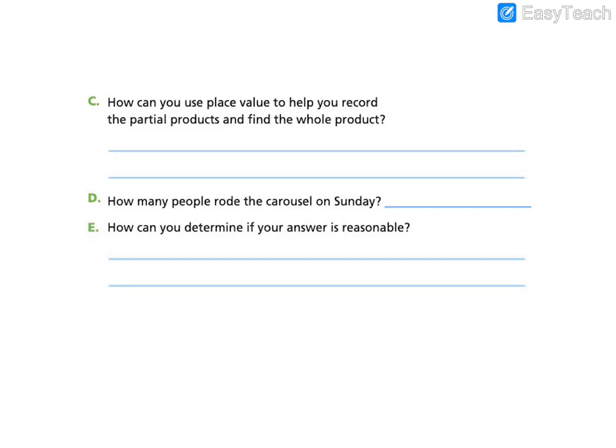All right, letter D asks us for our answer. How many people rode the carousel on Sunday? We found 792 people rode it. And letter E, how can we determine if this answer is reasonable? So we're thinking back to our reasonableness.